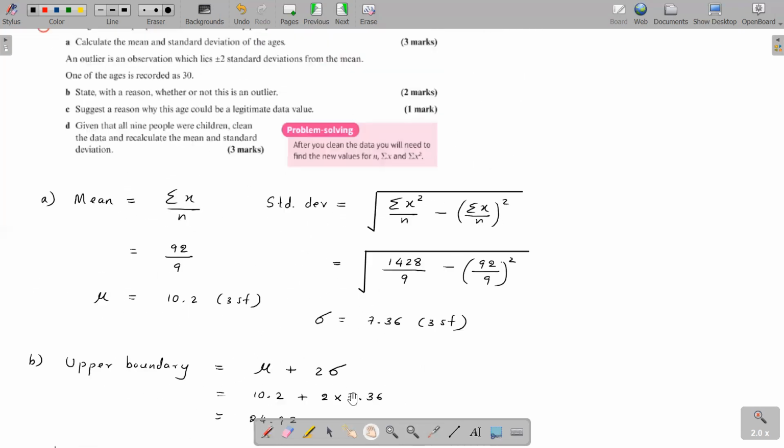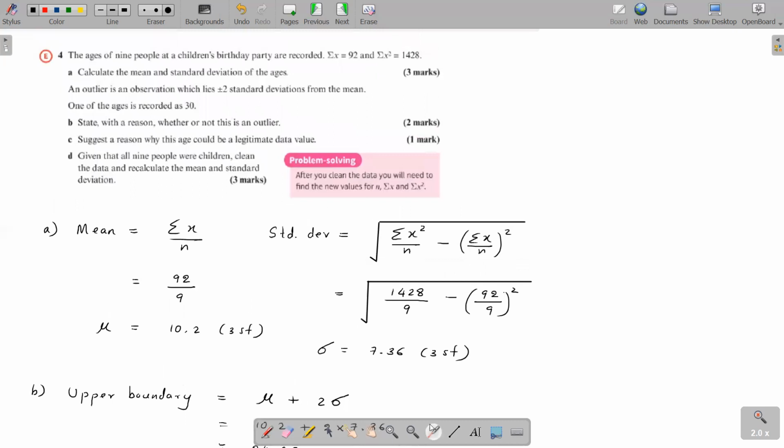Let's move on to part C. They say, suggest a reason why this age could be a legitimate data value. Now, what have we done? You need to understand why this age could be a legitimate data value. You need to understand the question here. What is the question? What have they done?